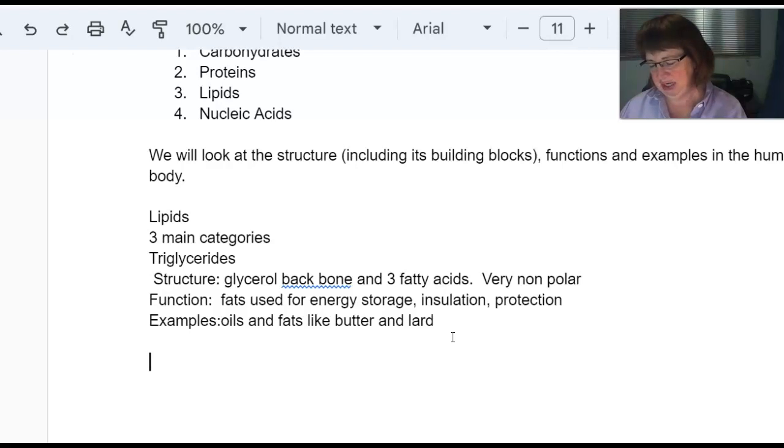Category number 2 is phospholipids. Phospholipids. Okay, take a second, stop the video, and tell me about the structure, function, and examples.